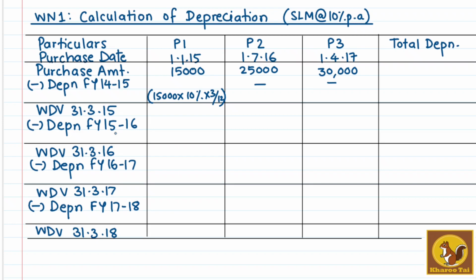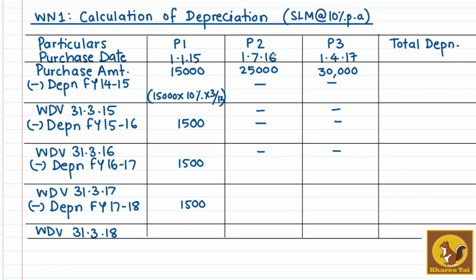In 15-16 also, the second and third machines were not there. But the first plant was used for the whole year. So the depreciation amount will be 15,000 into 10%, that is 1,500. And since there are no sale transactions, the amount will be the same for the next 2 years, 1,500, 1,500.